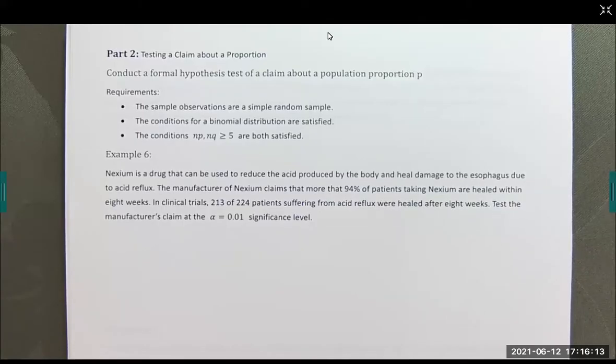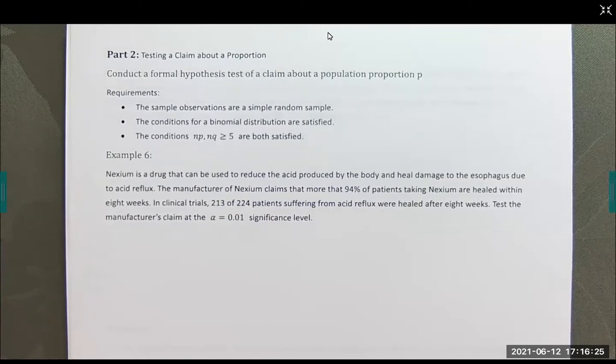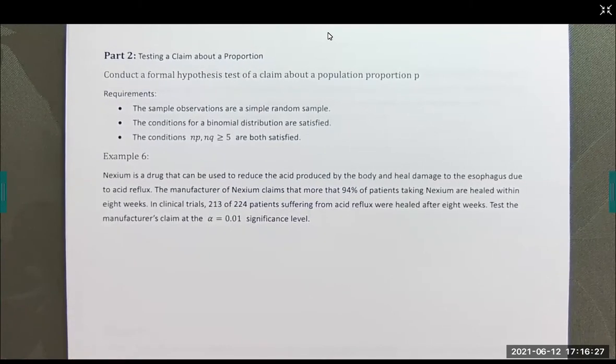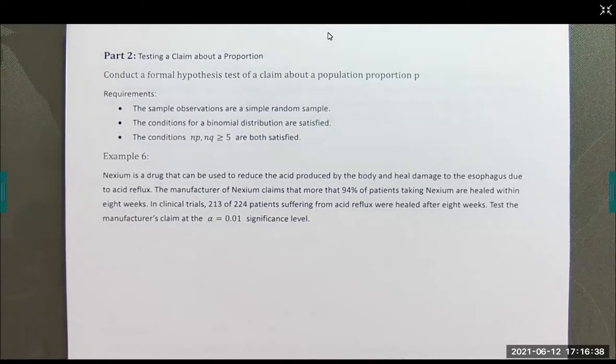Welcome back, everybody. We are at part 2 of chapter 8, and we are finally going to do a full-on hypothesis test. The second part is specifically about proportions. And if you found the previous video a little all over the map, that's because it sort of was. This video is to help us tie it all together to make it all one thing. So we're going to conduct formal hypothesis tests of a claim about a population proportion, P.